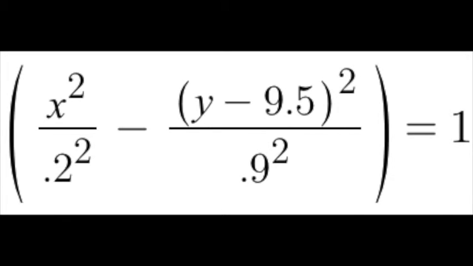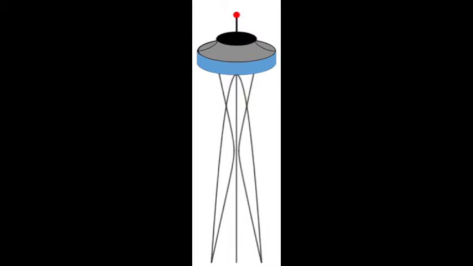The equation for the hyperbola was x squared over 0.2 squared minus (y minus 9.5) squared over 0.9 squared equals 1, and the range for this equation was 0 to 16.2. I set this range because the base would meet the first floor of the tower at 16.2 units. This range would also allow for a tall tower with a small amount of width.